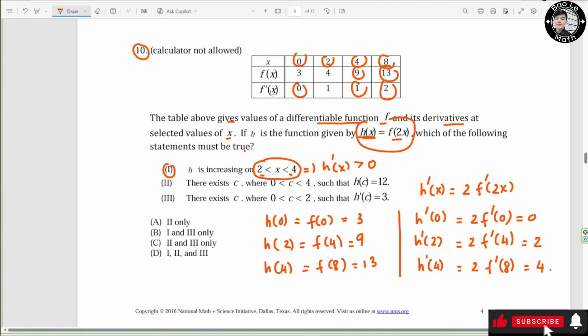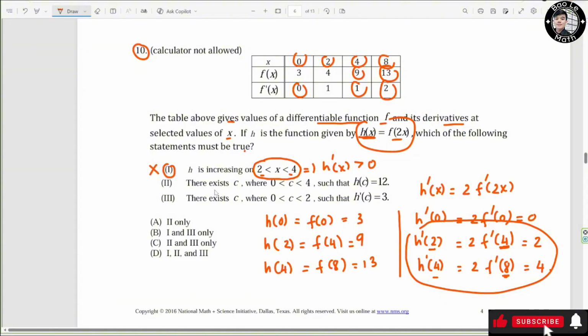Now, since we don't have information about the behavior of the function f prime of s between 4 to 8, right? Right here. Function h from 2 to 4. The function f must be from 4 to 8, right? If we look at the table of values right here, it's likely increasing. But because it's not guaranteed by the data provided, we cannot say it must be true, right? So number 1 could be true, could be false, right? So we need to eliminate this one.